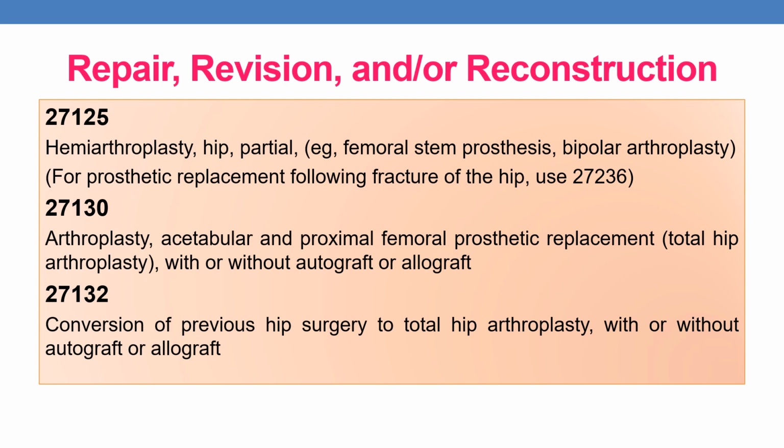The next CPT is 27130. It deals with arthroplasty, acetabular and proximal femoral prosthetic replacement, total hip arthroplasty, with or without autograft or allograft. Previously it was hemiarthroplasty, now it is arthroplasty, which includes total hip arthroplasty. The next is 27132. It deals with conversion of previous hip surgery to total hip arthroplasty with or without autograft or allograft.